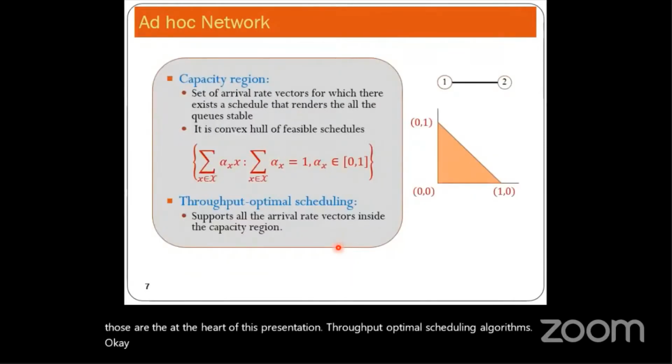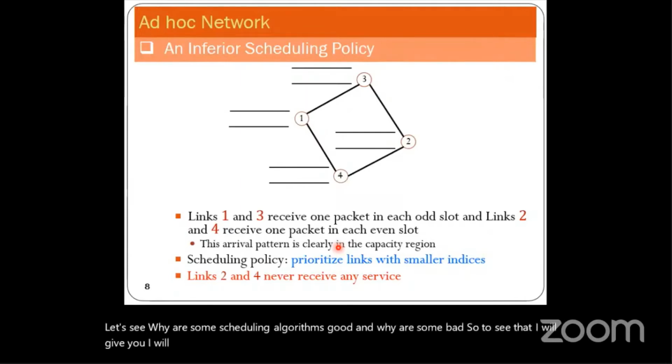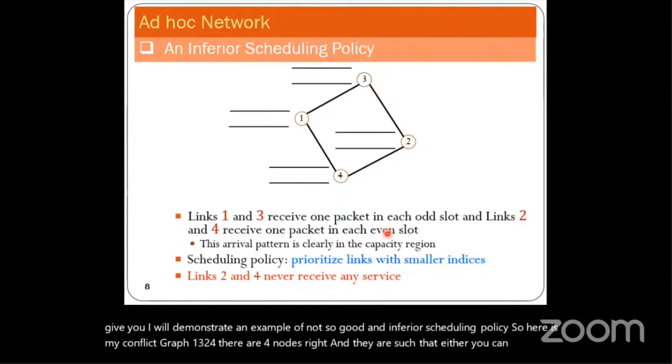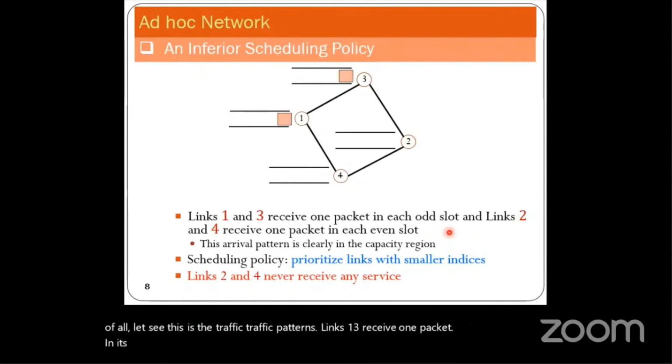Throughput optimal scheduling algorithms. So let's see, why are some scheduling algorithms good and why are some bad? To see that, I'll demonstrate an example of a not so good and inferior scheduling policy. So here is my conflict graph, 1, 3, 2, 4. There are 4 nodes, and they are such that either you can schedule 1 or 2 at a time, or 3 and 4 at a time. First of all, this is the traffic pattern. Links 1 and 3 receive 1 packet in each odd slot, and links 2 and 4 receive 1 packet in each even slot.